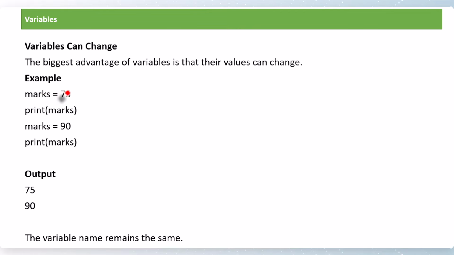Okay. Now even you can change the values of that variable. For example, marks equal to 75. If you print marks here, you will get 75. After that, if you modify it, then the marks will be changed from 75 to 90. Now, if you print marks again, it will print 90 here.